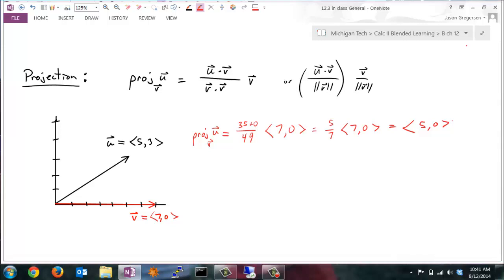I did my calculations up there. Any questions about those calculations? Any questions about the mechanics?